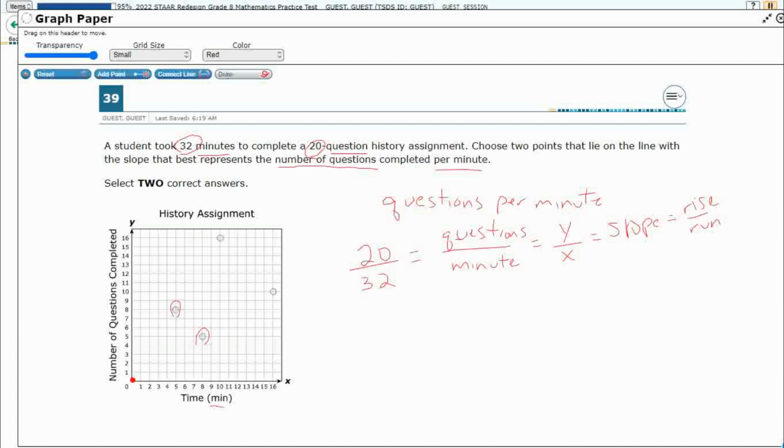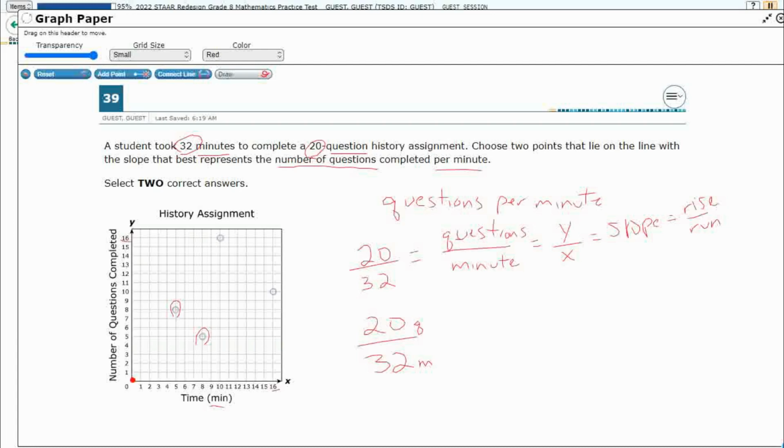So let's see, 20 over 32. Well, you know what? Let's just make some equivalent fractions. That's probably going to be simplest. Because this is 20 questions over 32 minutes, and you notice the questions only go up to 16, the time only goes up to 16, so we can't do that.